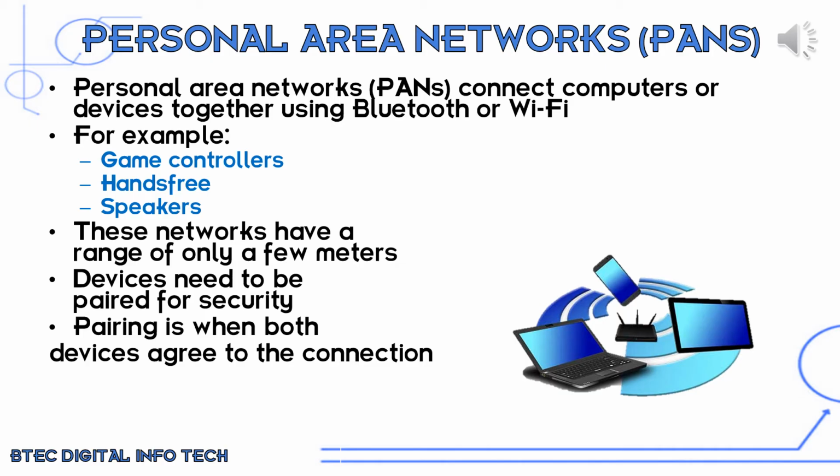So what that usually involves is when you connect computers or devices together using Wi-Fi in a very small area or using Bluetooth in a small area. So the best example of personal area networks is when you create a connection between your game controller and your console, your hands-free, so say like your car stereo and your phone, and maybe your phone and speakers so that you can play music. So a personal area network has only got a range of a very small area, maybe a few meters. You need to usually pair the devices for security.